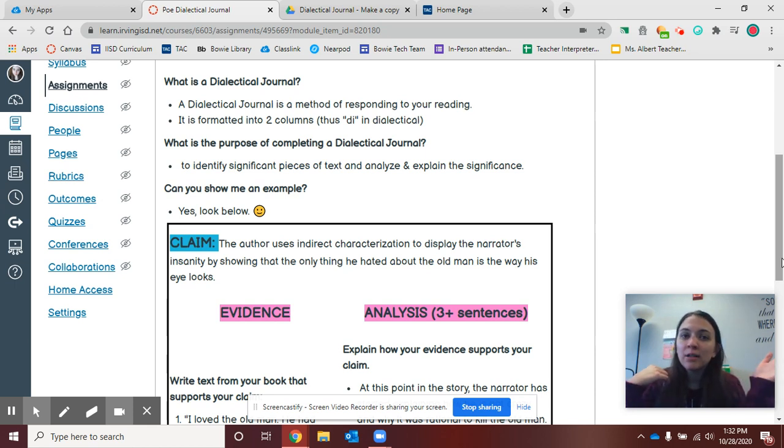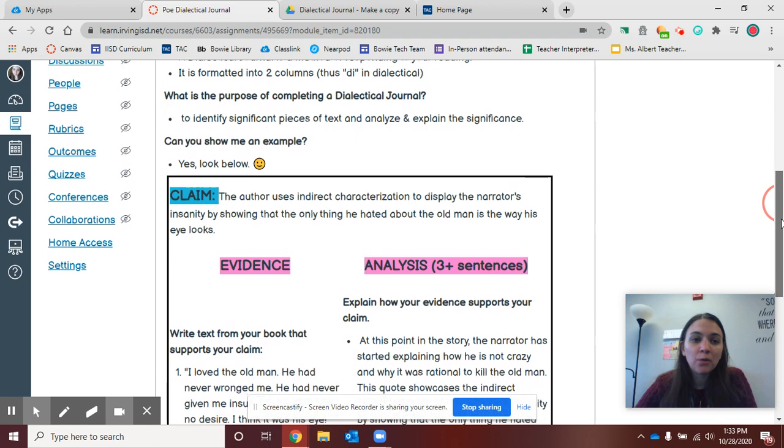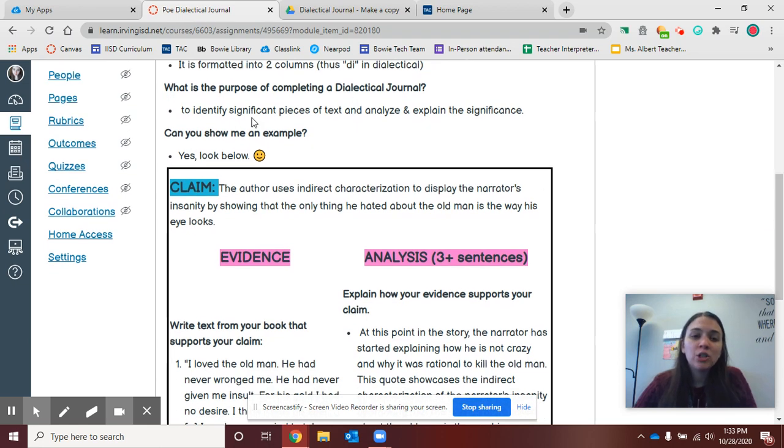Sometimes we might just have a passing thought as we read and we may not really realize it or make much meaning of it, but being forced to write it down will help us process the story and analyze it. So it is formatted into 2 columns, thus the prefix di in dialectical journal. Di means 2. And each column has a specific purpose. So we'll look at an example below. But basically, the purpose of it is to identify significant pieces of the text and then to analyze and explain that significance. So this is going to help you pick out textual evidence.